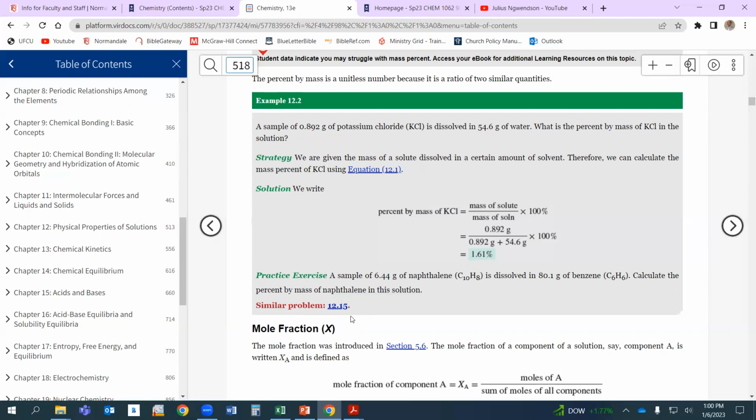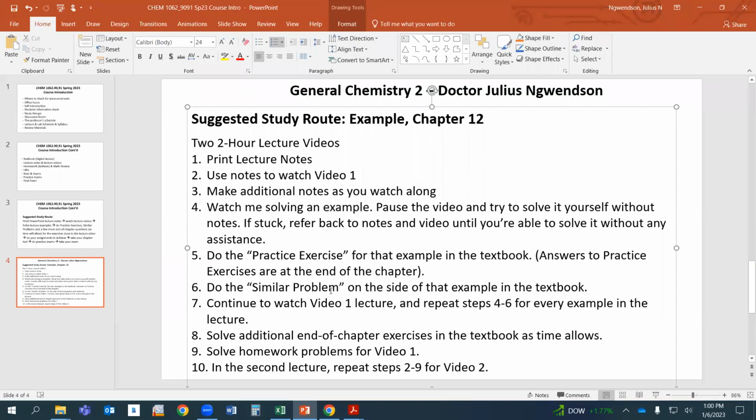Okay. So when you do that, you must have tested yourself in solving the example, the practice exercise, and the similar problem. Three problems in one concept. That should have given you a good amount of experience. Then you come back now and continue watching the video for the first lecture.